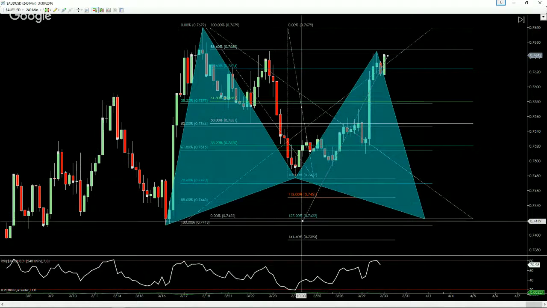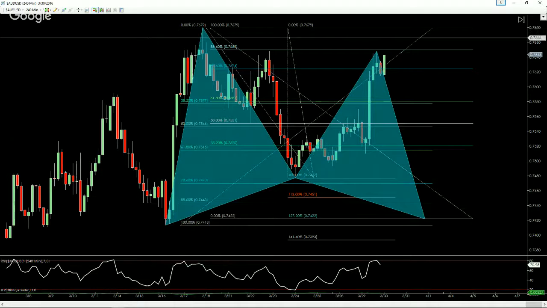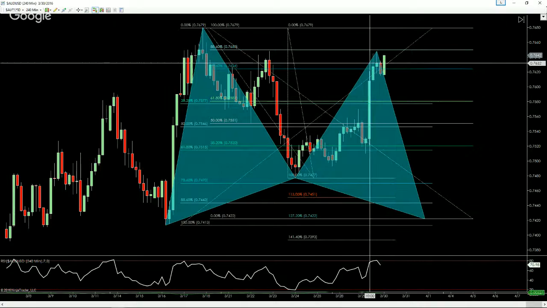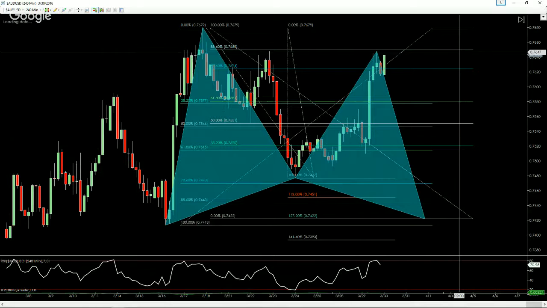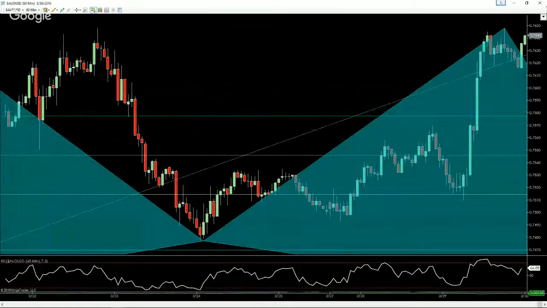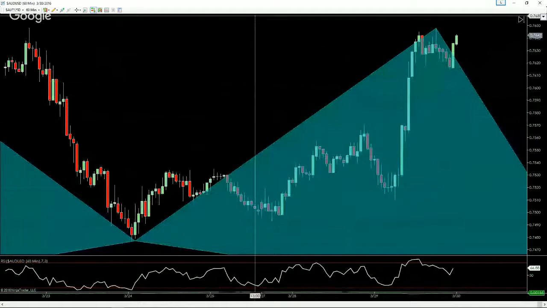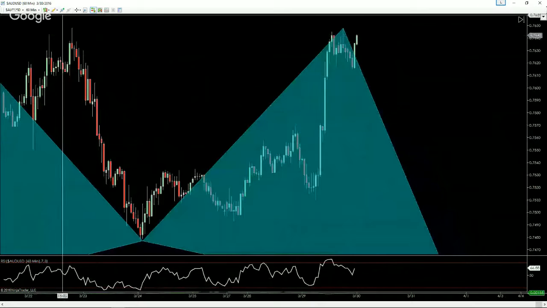It's probably not something we should worry about until maybe end of this week or maybe next week, just because price is still up in that level, and that's still about 200 plus pips to that 127 extension. So let's take this out and see. Nothing there.